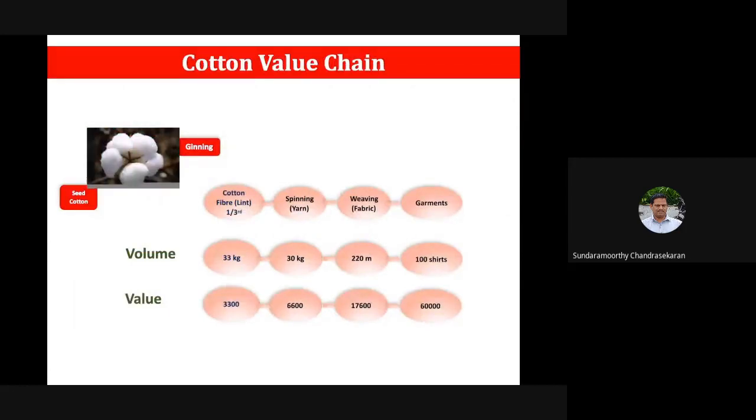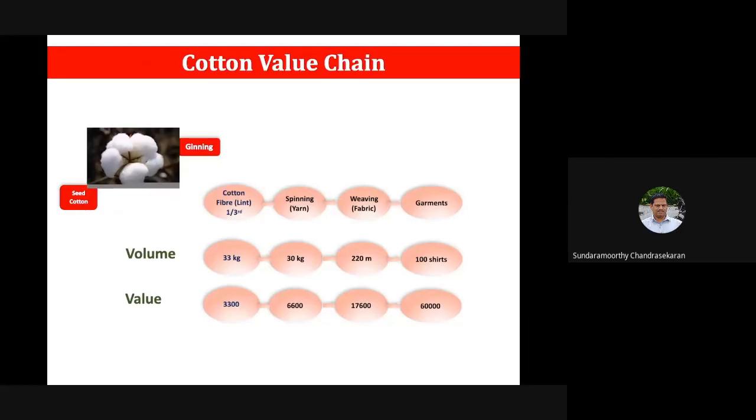So now just coming to the magnitude of value addition that happens in the lint value chain. Here I initially deal only with the lint value chain. As I told you, if we take 1 quintal of cotton seed, that is kapas, we can get almost 33 kg of fiber, lint, which is the economic produce, and the demand for cotton is for this lint as such. If we process this 33 kg of cotton fiber through spinning, we get almost 90 to 95% realization.